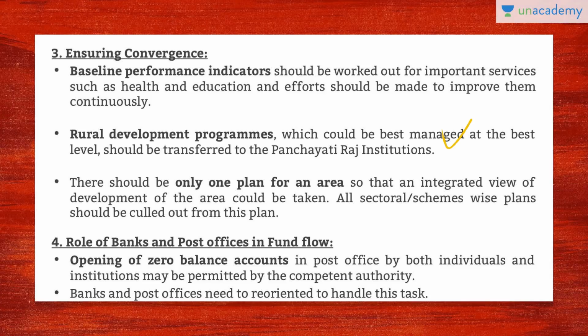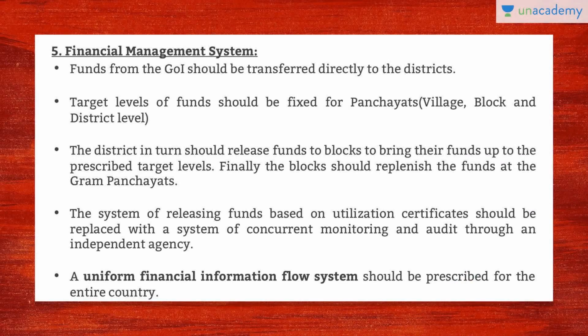implement them. And there should be only one plan for an area, otherwise chaos ensues, and all the sector scheme-wise plans should be culled from this plan. Culled means basically removed. Then the role of banks and post offices in fund flow is important. So open zero balance accounts, no-frills accounts and post office accounts, both for individuals as well as institutions, and banks and post offices need to be reoriented to handle this particular task.